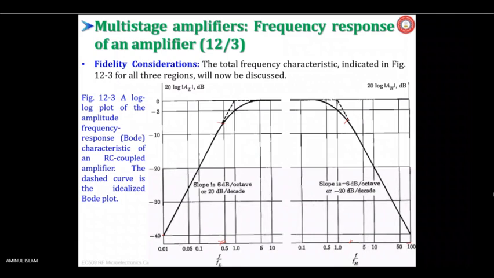The starting portion is the low frequency region, the middle frequency range is the midband frequency, and the right side portion is the high frequency region. This is a log plot of the amplitude frequency response, and it is called a Bode plot. You are aware of this, I think.